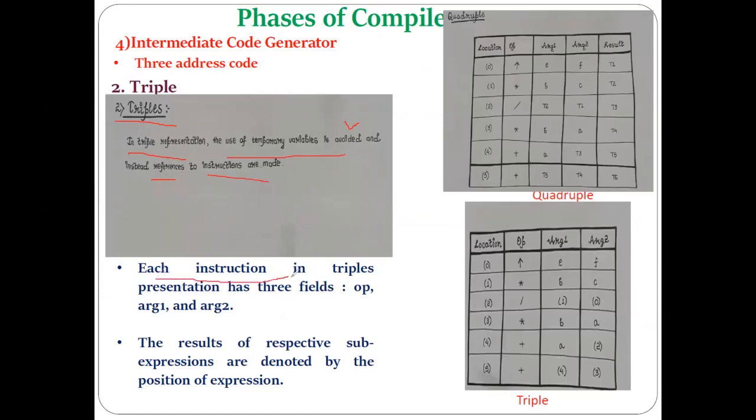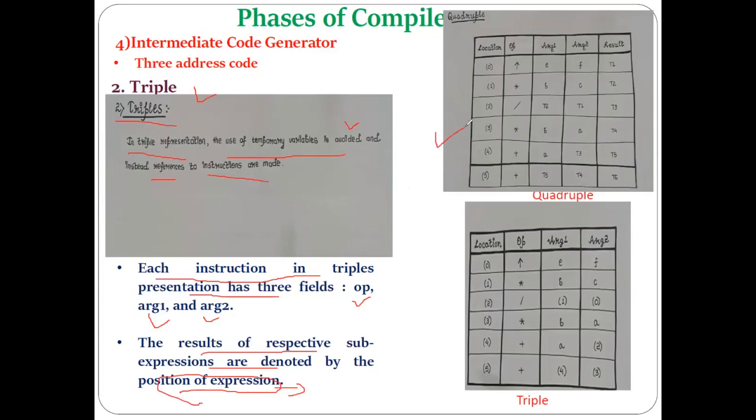So each instruction in the triple consists of three fields: first is the operator, second is argument one, third is argument two. So the results of the respective sub-expressions are identified by the positions of the expressions. So we make use of references to the position in the triple representation. First you need to understand why it is called a triple, because it consists of three fields: the operator and two operands, or the two arguments.